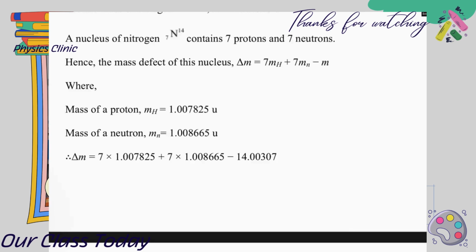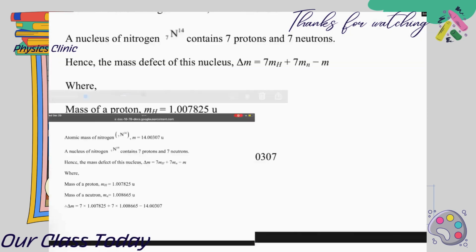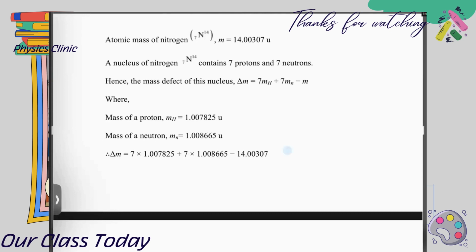So, what is the atomic mass of nitrogen? It is given. The nucleus of nitrogen contains 7 protons and 7 neutrons. So, how can you find neutrons? Mass number minus atomic number, so A minus Z. That will be 14 minus 7, which is equal to 7 neutrons.